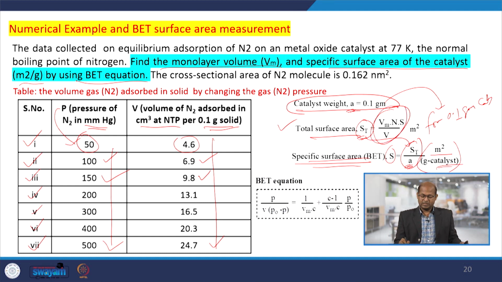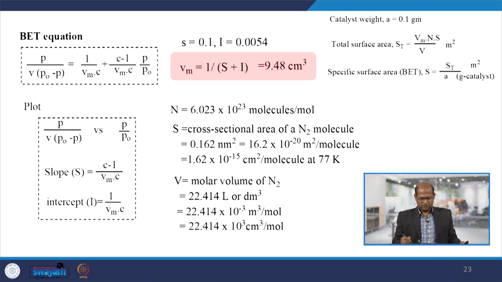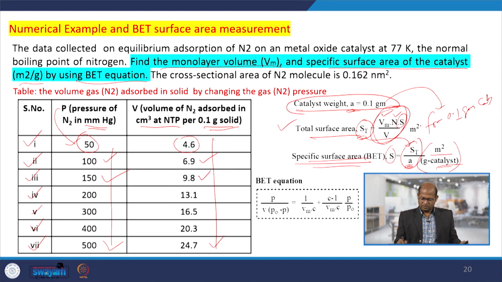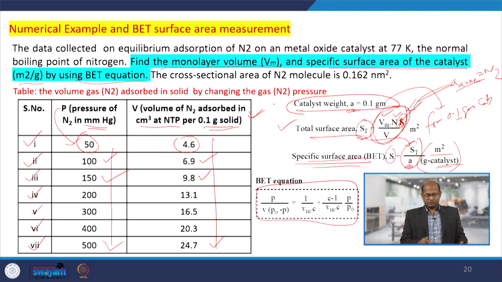Here, to calculate the total surface area, we need Vm, the monolayer volume, n, the number of molecules, and S, the cross-sectional area of nitrogen. Actually this S is different; this is the cross-sectional area of nitrogen. So now we have these equations and we have these tables. From these tables, how can we calculate the specific surface area?